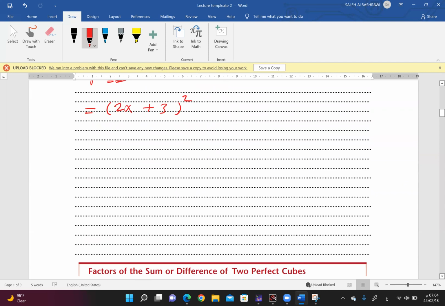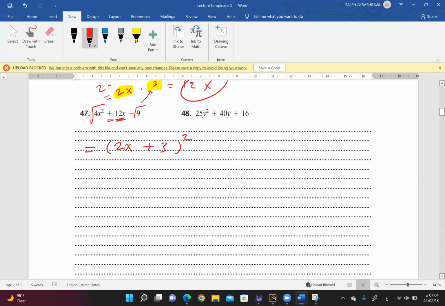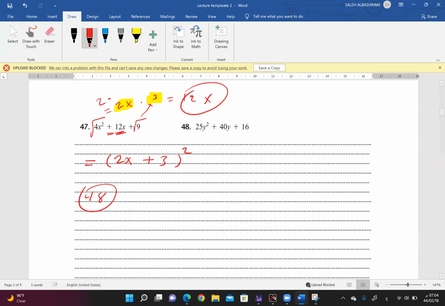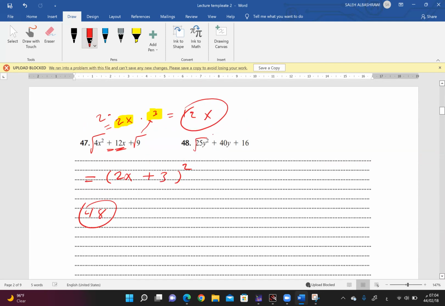For number 48, this is also a perfect square. We can check this one. The square root of 25 is equal to 5y. The square root of 16 is equal to 4. Multiplied by 2 from the formula, I will have 2 times 4 is 8, times 5 equal to 40y, which is the middle term.